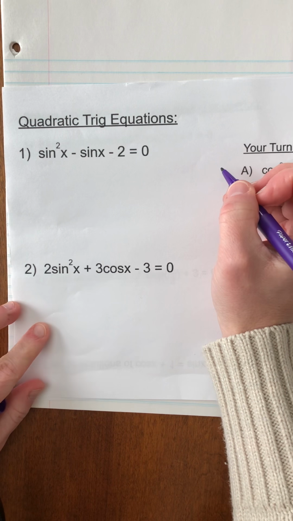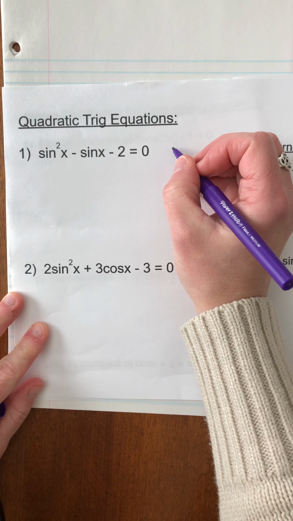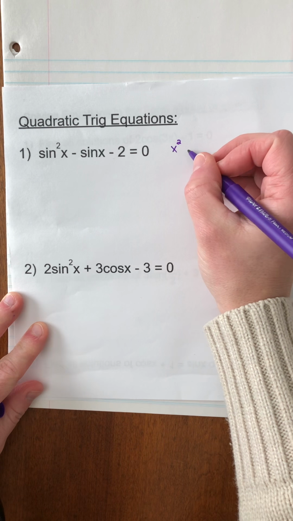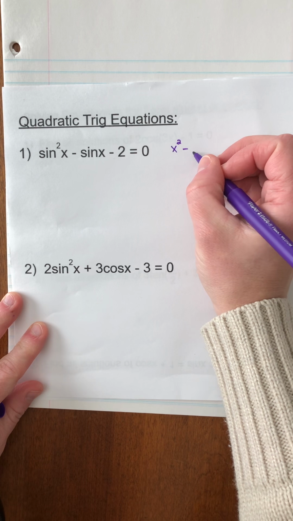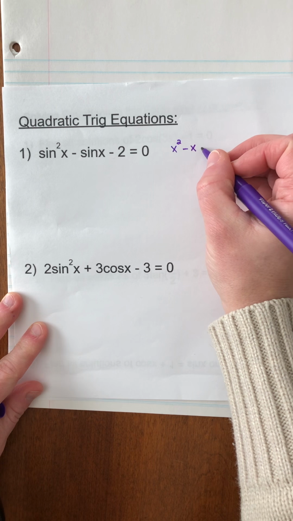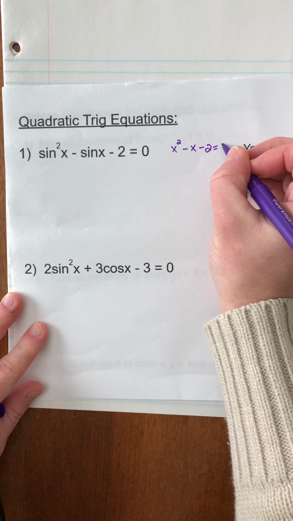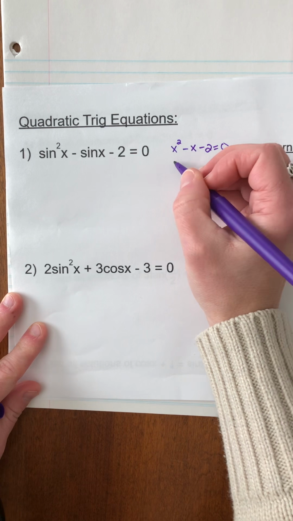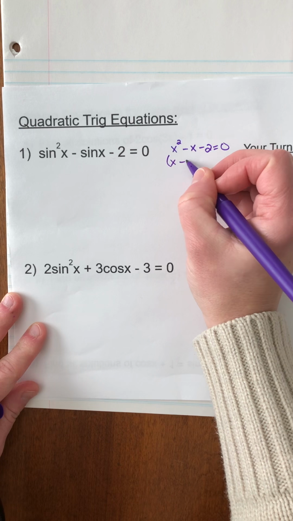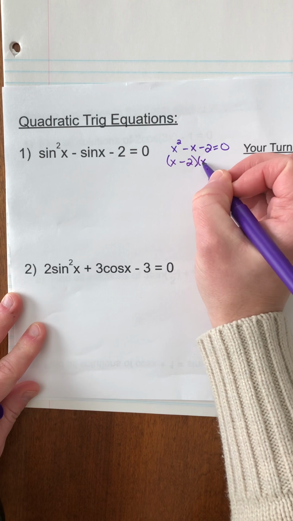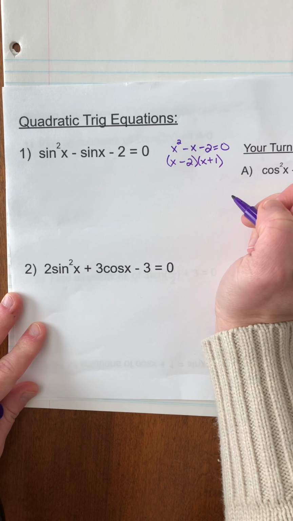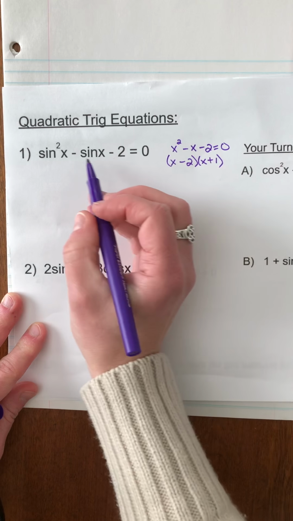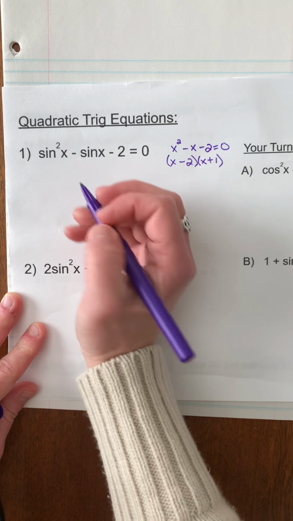Like problem number 1, where you have sine squared x minus sine x minus 2, we're going to treat that the same way that you would solve x squared minus x minus 2 equals 0. The way we would solve this is we would factor: x minus 2, x plus 1. We're going to do the exact same thing, but instead of just an x, it's going to be a sine x.